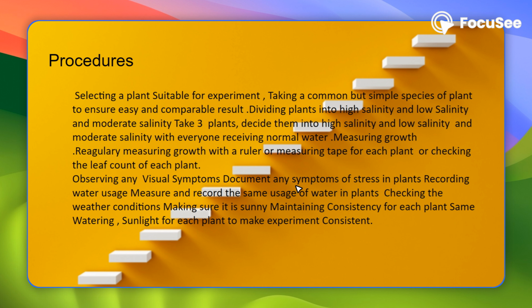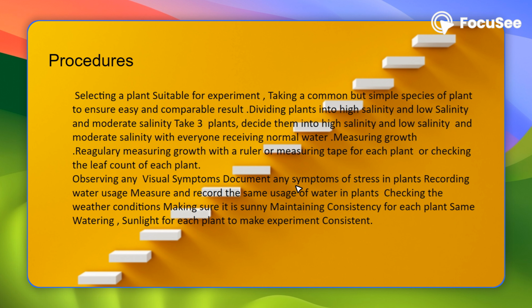Third, measuring growth. Regularly measuring growth with a ruler or measuring tape for each plant, or checking the leaf count of each plant to ensure reliable results. Fourth, observing any visual symptoms, documenting any symptoms of stress in plants. For example, the crown rot, which builds up salt in the root of the African violet.